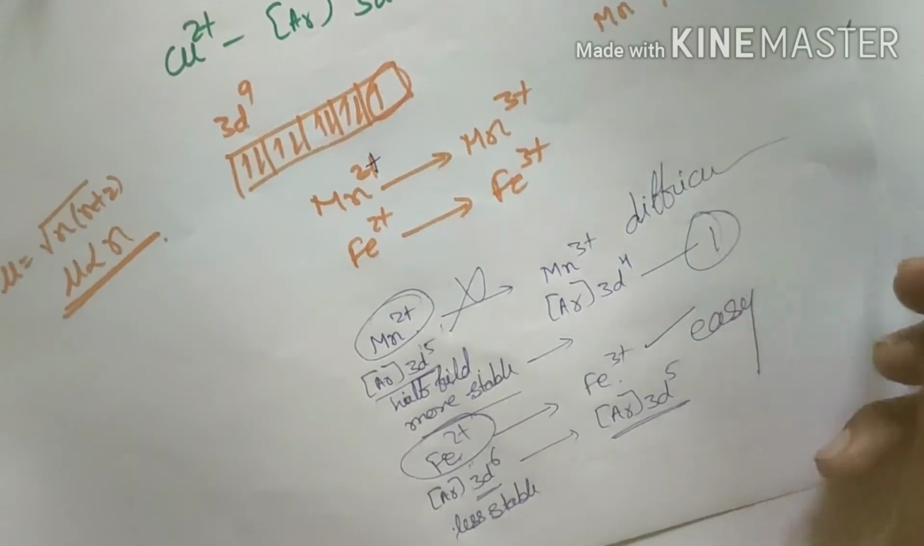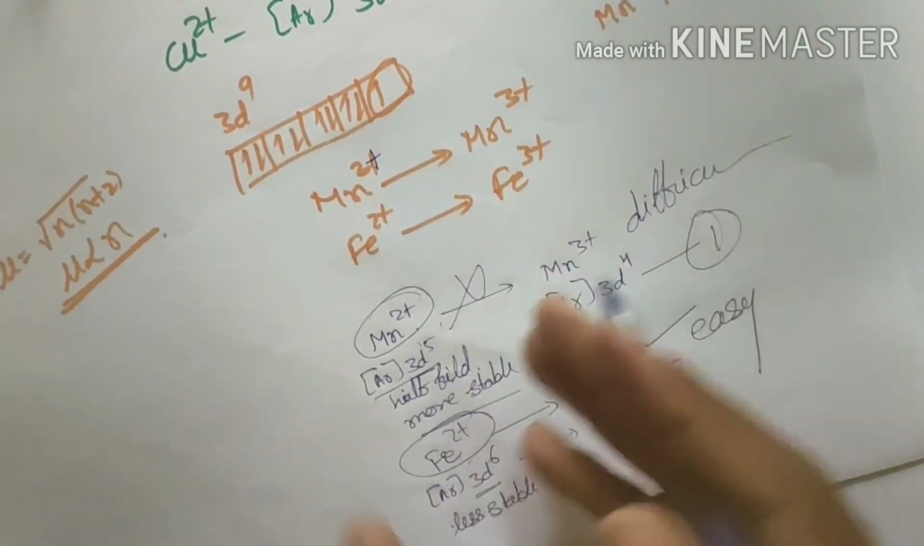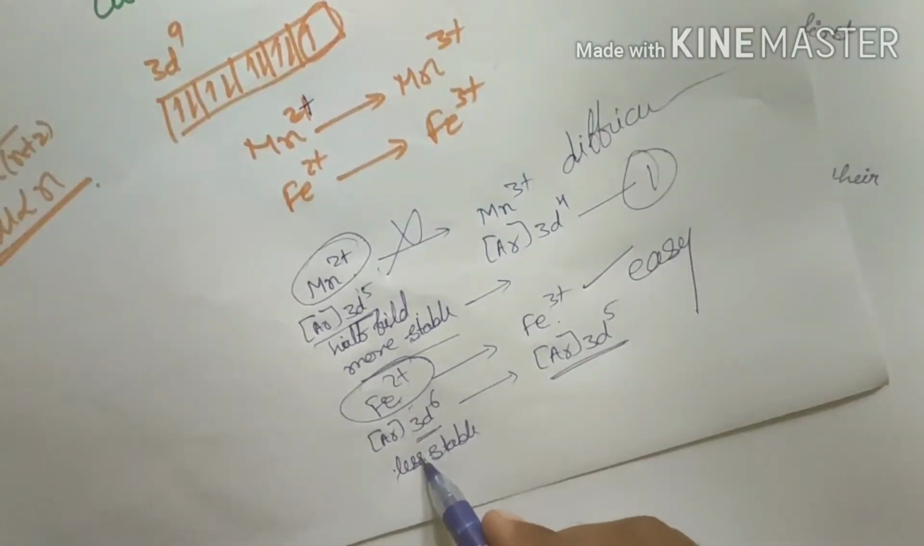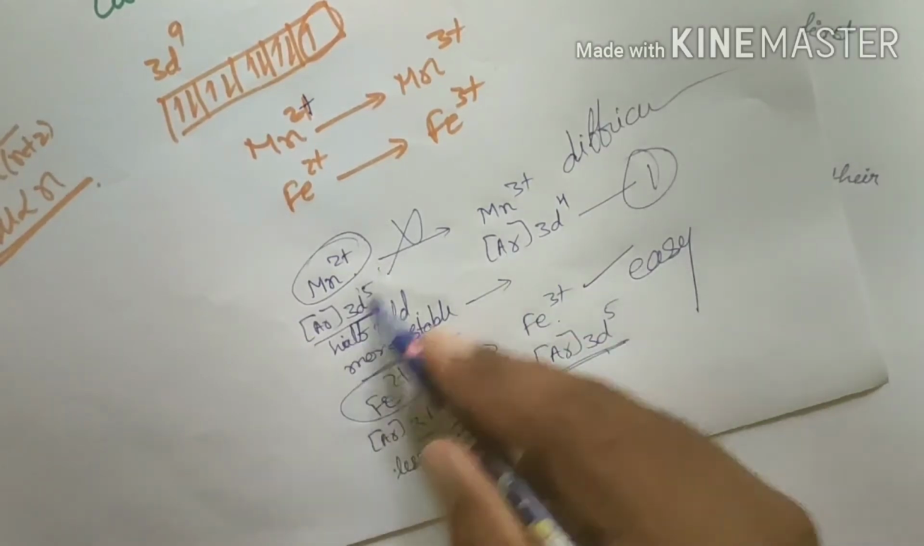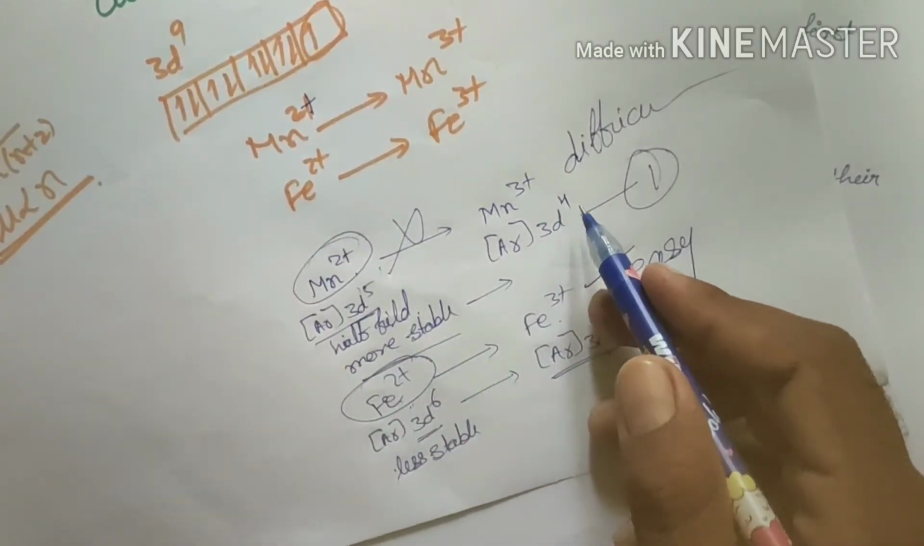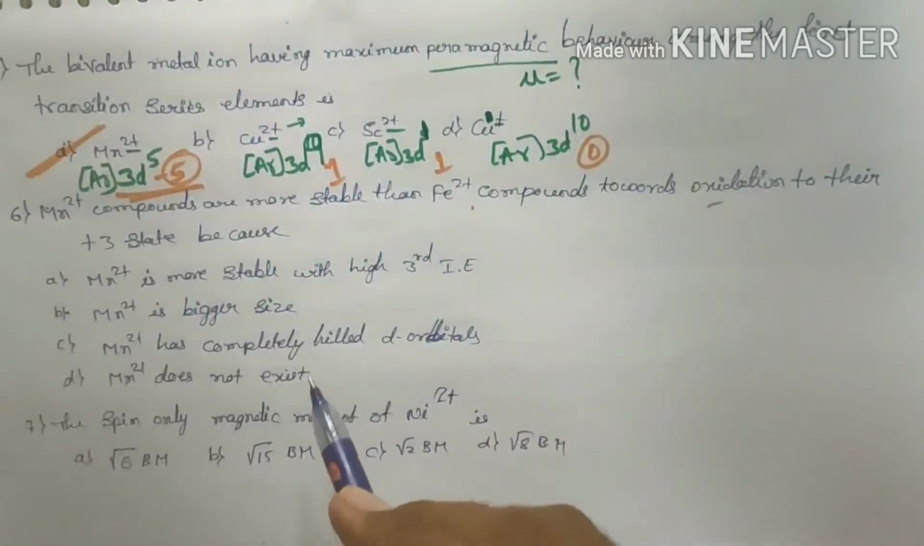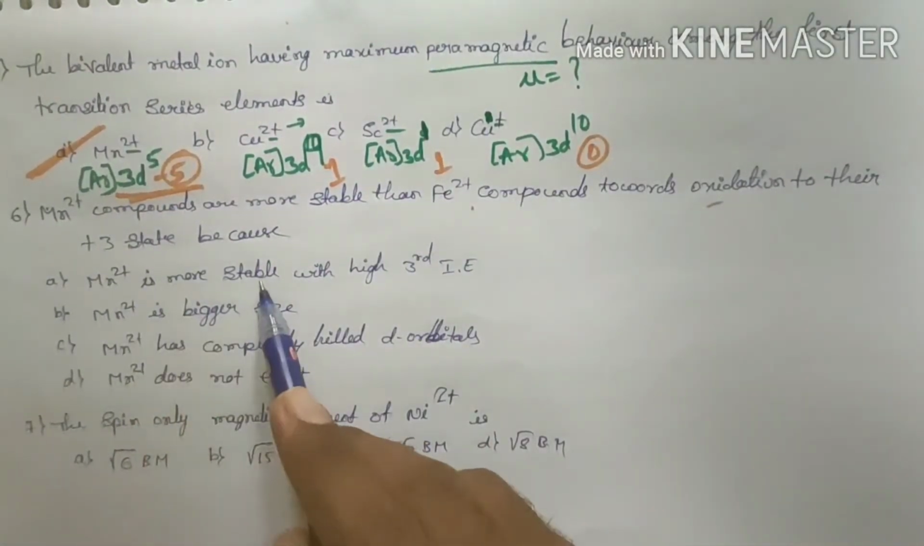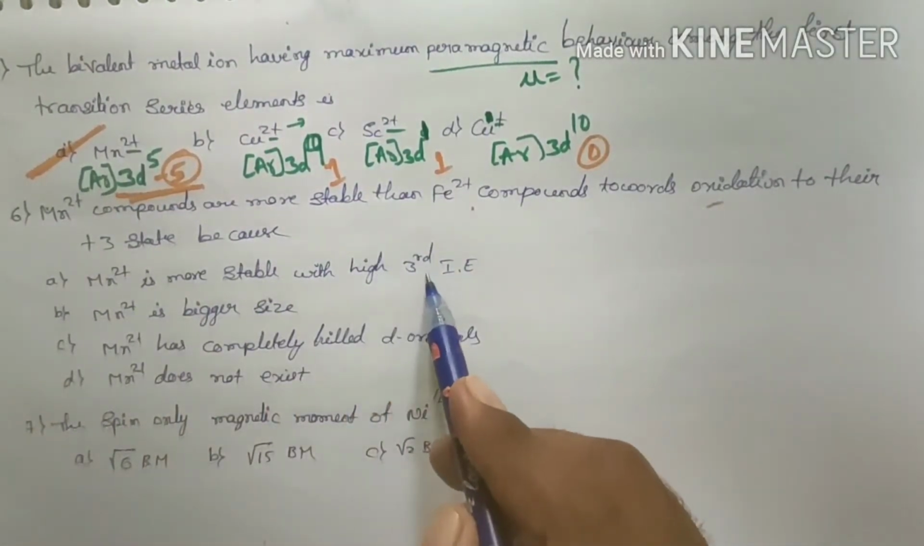Difficult. It is very unstable and goes toward stable; what is stable has to go toward unstable, understood? Okay, therefore go for the option: Mn2+ is more stable with high third ionization energy.